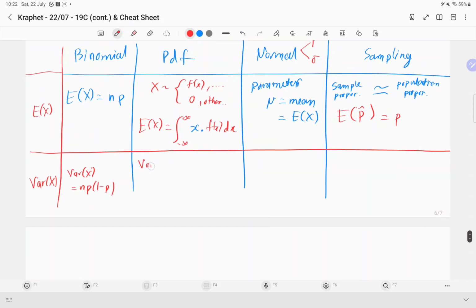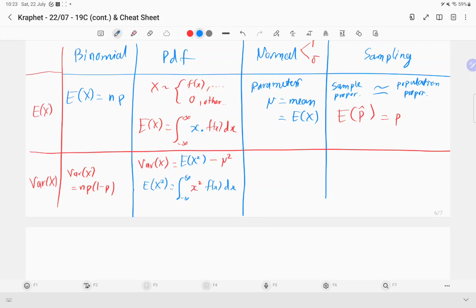The PDF one is a little bit more involved. You need to calculate E of x squared. This is a new one. Margin of error belongs to the sampling, is that right? Yes, margin of error is sampling. So the variance is E of x squared minus the mean squared. E of x squared is the antiderivative from left to right, but instead of x you have x squared times the function. So the PDF one is the one where you have to do the antiderivative. All the other ones are just conceptual.